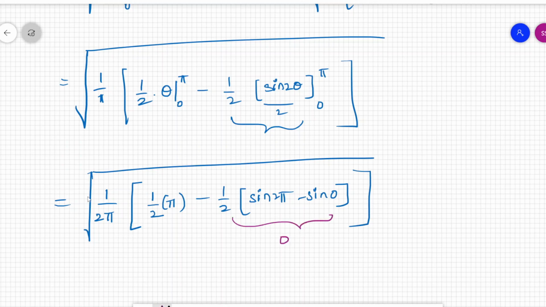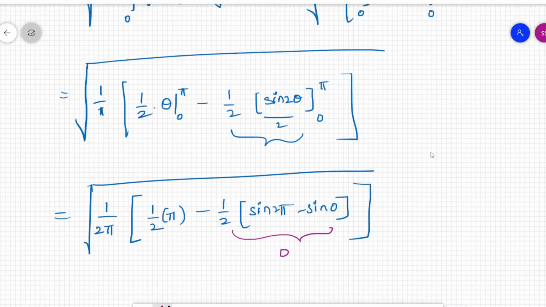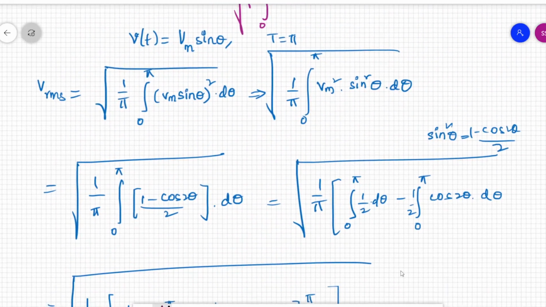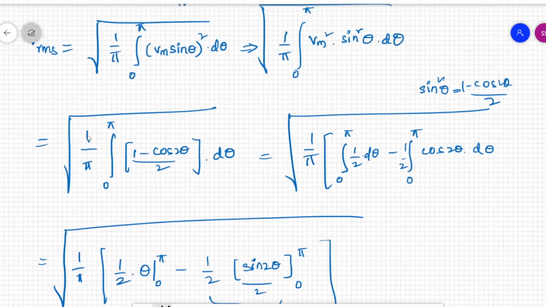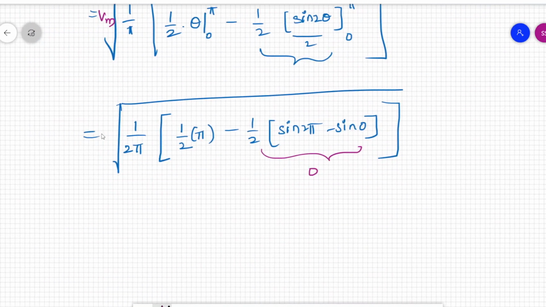Where was Vm? Vm should be there. We forgot to write Vm here. This is Vm square. Or you can take it out, that is Vm into Vm. Here we have Vm. Now this entire term will become 0, and the expression will become Vm into 1 by 2 pi into pi by 2, right?